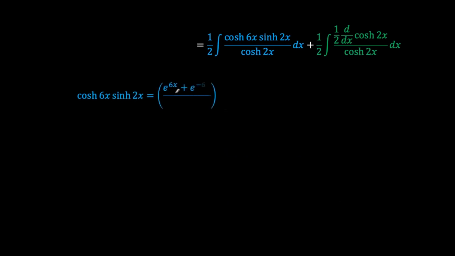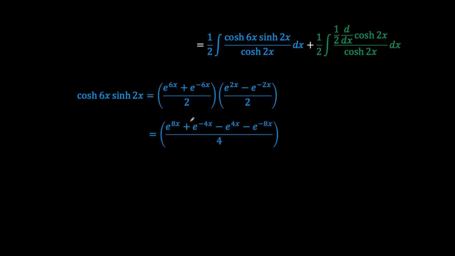cosh 6x sinh 2x is going to play around here. So cosh 6x is the same as e to the power 6x plus e to the power negative 6x over 2, and sinh 2x is the same as e to the power 2x minus e to the power negative 2x over 2. So when you multiply those together, this times this, we have e to the power 8x, and then this times this is e to the power negative 4x. And then going to the negative side, this times this, we have minus e to the power 4x, and then this times this, the power is minus e to the power negative 8x.